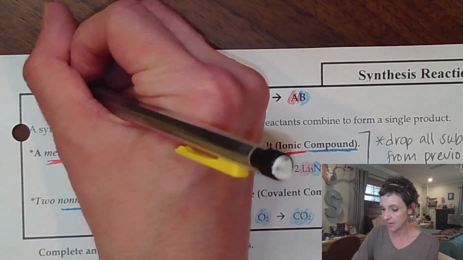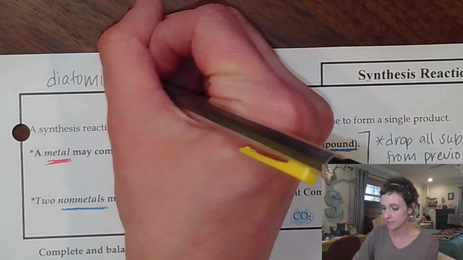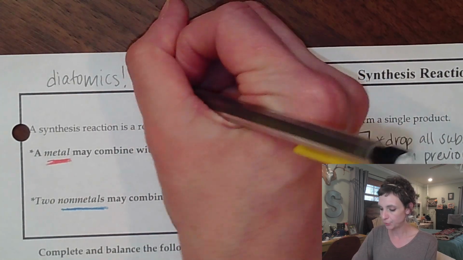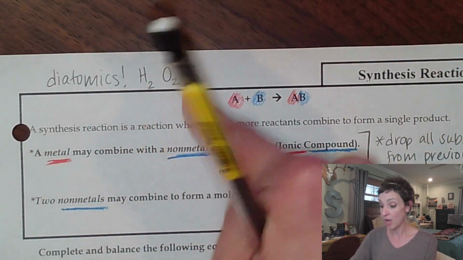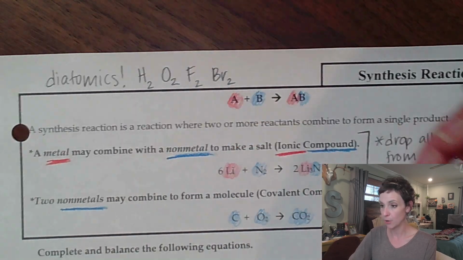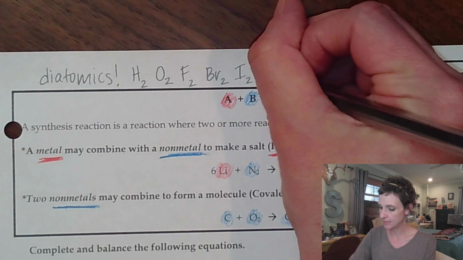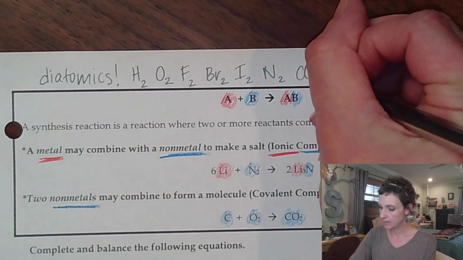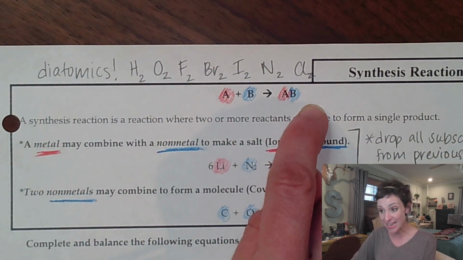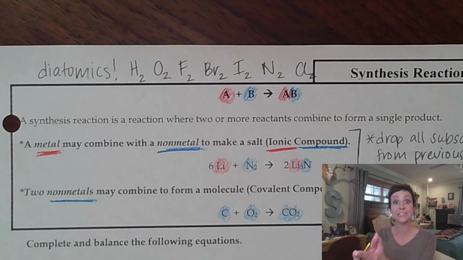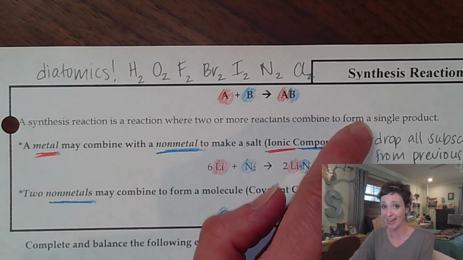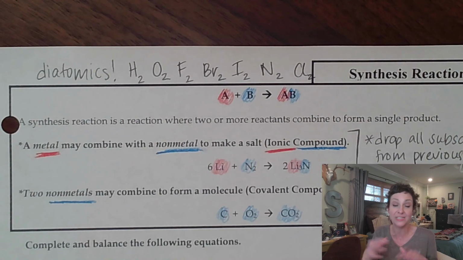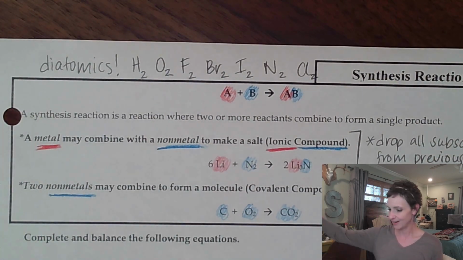So I'm going to write: diatomics are hydrogen, oxygen, fluorine, so Hof and then Brinkel, so bromine, iodine, nitrogen, and then chlorine. Now let me be clear, they only get a 2 if they are just by themselves, like a single person. If they come into a couple with somebody else, no, they do not come with a 2, okay? You will figure out if they need a subscript based on who it is they are bonding with, the result of that crisscross.